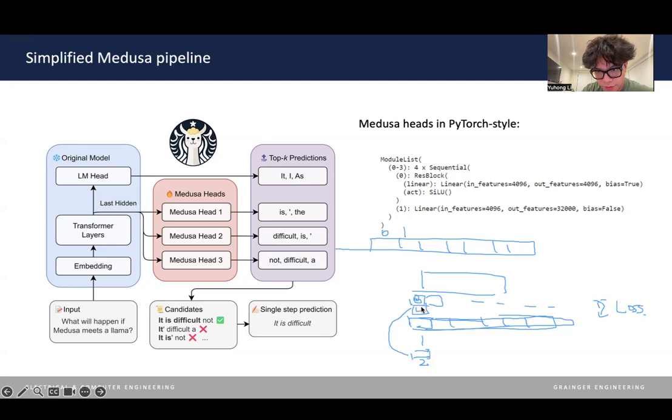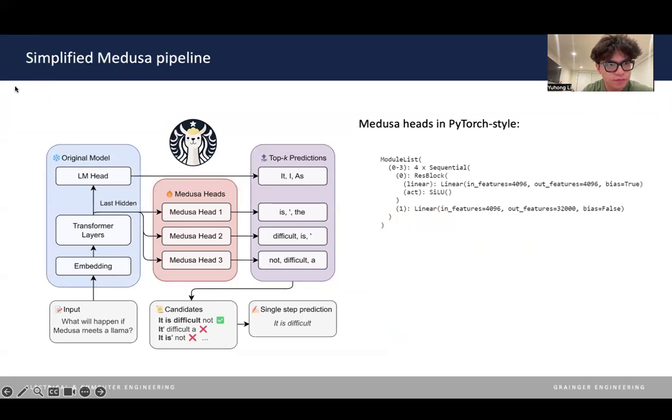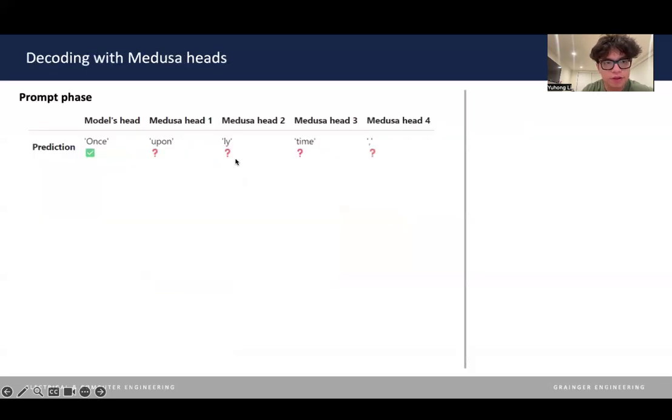So for example, if you have the Medusa, this we call it 1. This is the LM head. This is Medusa 1. You compare it with the second one, third one. For Medusa head 2, you compare with the third token. And then the tokens. It's quite messy, but I think you get it. A very simple training strategy.